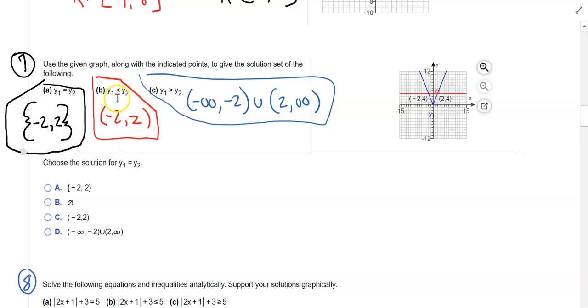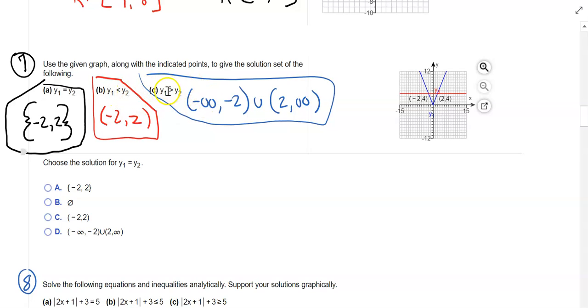And this next one is saying where is y sub 1, or the blue graph, less than y sub 2, the red graph. And so this is where it is below. So we see this is where this V is formed below, and this happens from negative 2 to positive 2. And we use parentheses here because it doesn't include those values. So everything between negative 2 and 2, this blue region is below the red region, or y sub 1 is less than y sub 2.